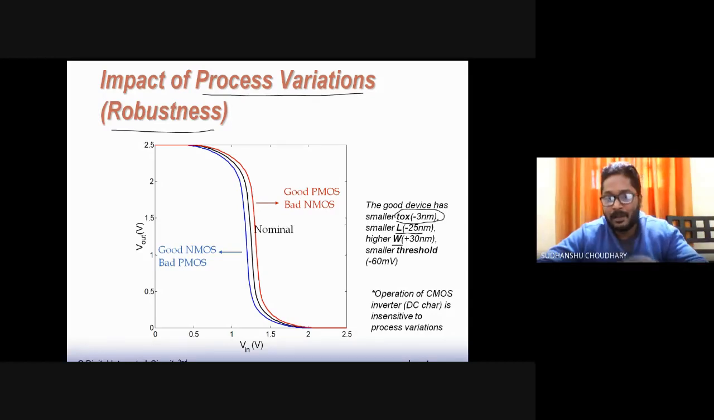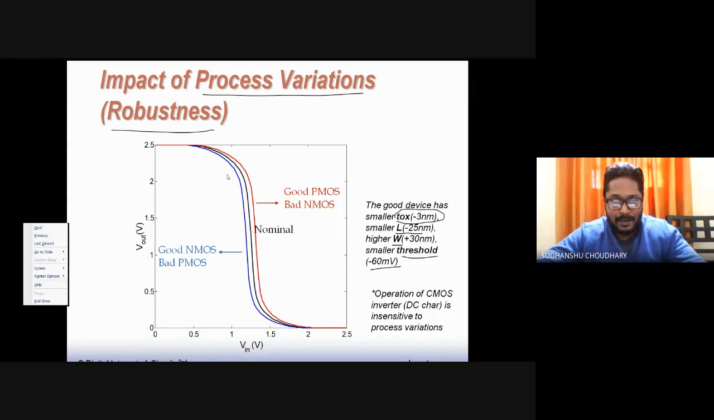Though you try to keep all these parameters the same, the oxide thickness, the channel length and width, when the fabricated IC finally comes up in your hand, you find that because of these process parameter variations, the oxide thickness of all the MOSFETs is not the same, length is not the same, width is not the same, and maybe threshold voltage is also not the same. These are called process variations, and the impact of these process variations on CMOS circuit performance is very minimal. So that is one of the advantages.